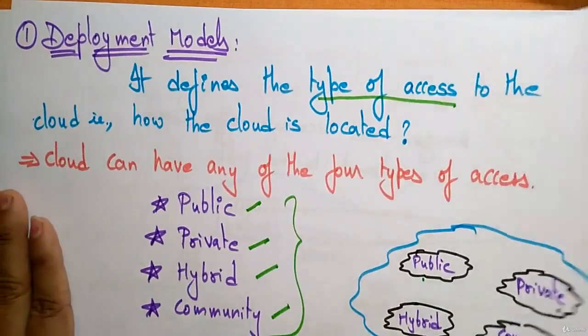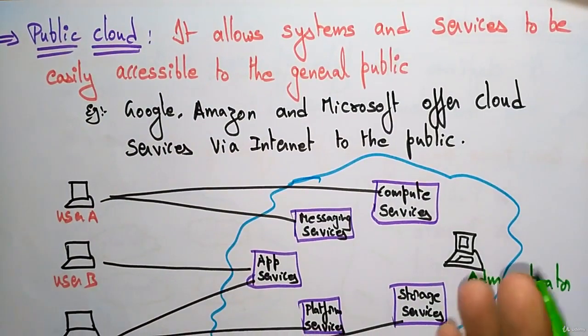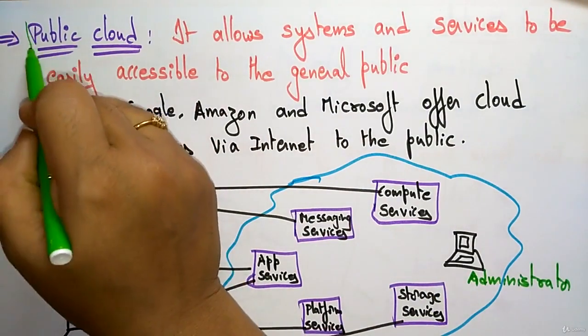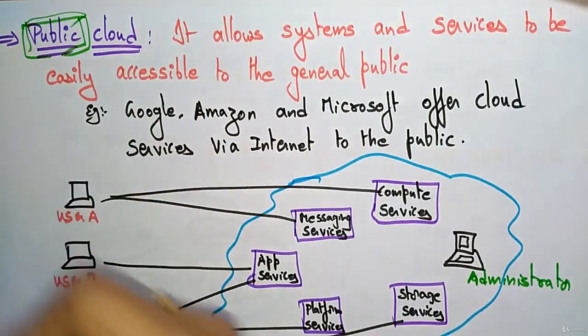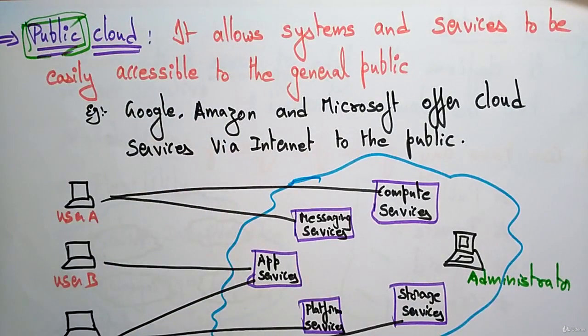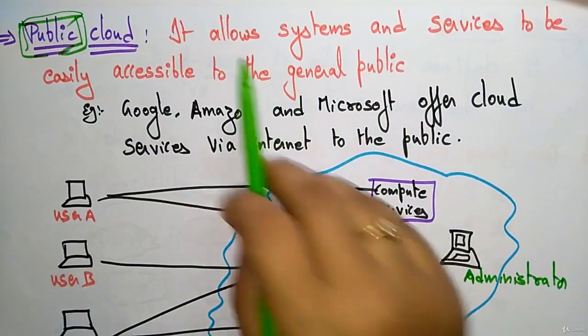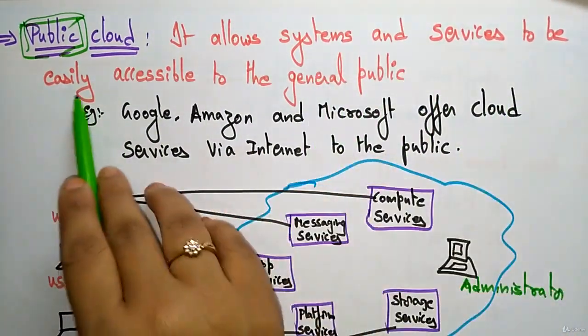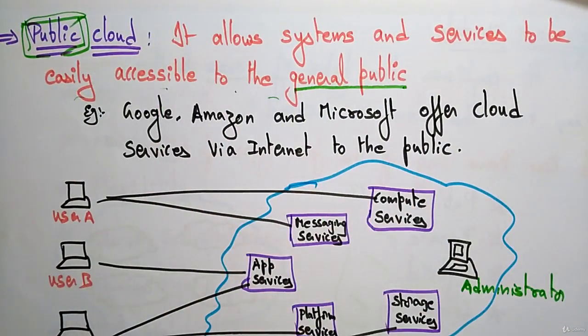Let's see the first one, that is the public cloud. The name itself indicates that we are the public. Those who have internet can access the data from the cloud. The definition of public cloud is that it allows the systems and services to be easily accessible to the general public.